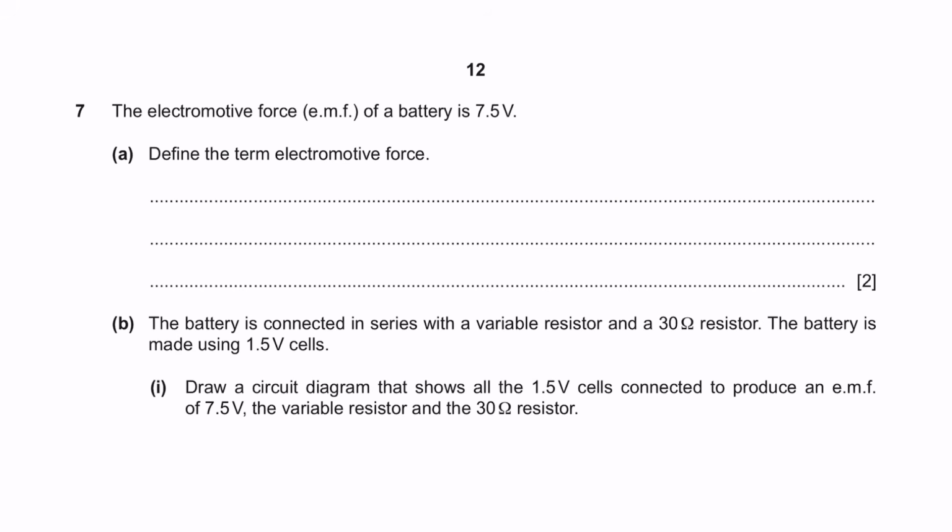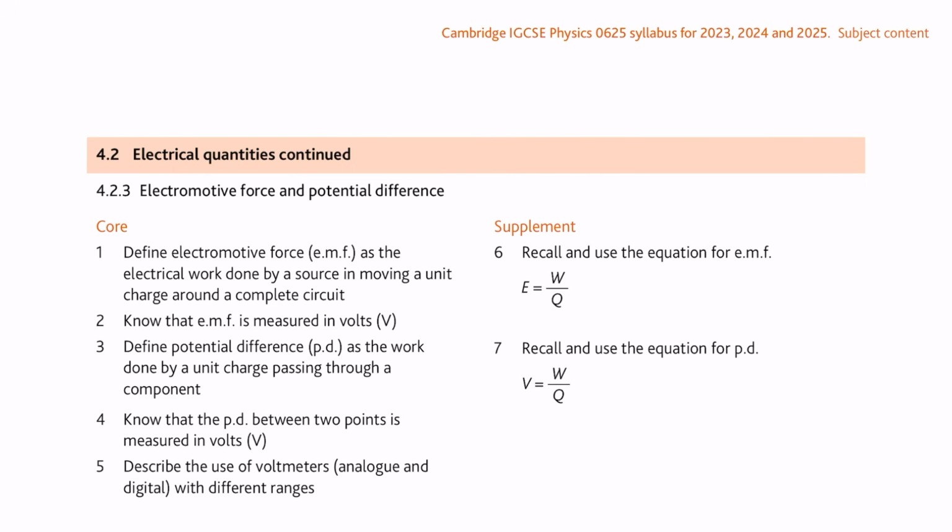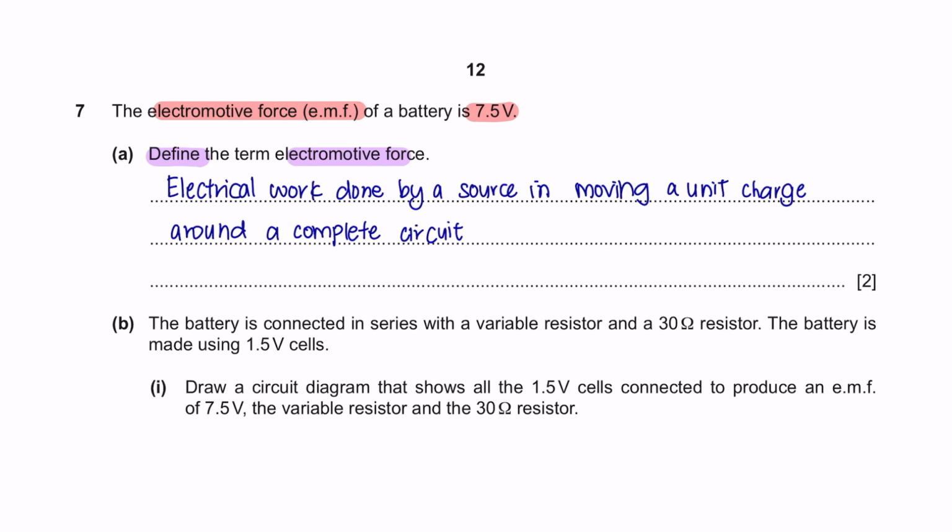Next, question 7. The electromotive force of a battery is 7.5 volts. Define the term electromotive force. Again, you are asked for a definition. Make sure to go through your syllabus. Electromotive force can be defined as the electrical work done by a source in moving a unit charge around a complete circuit. Make sure to memorize your definition, as there are quite a number of questions that test you on this.